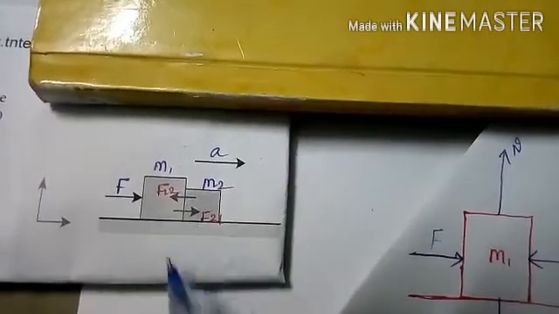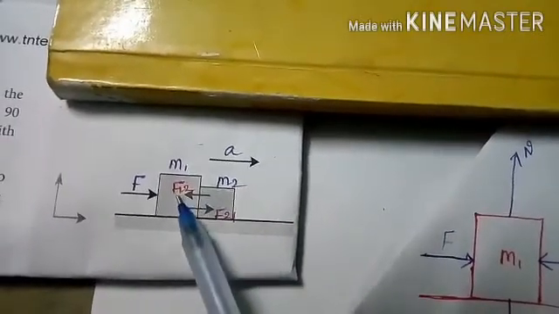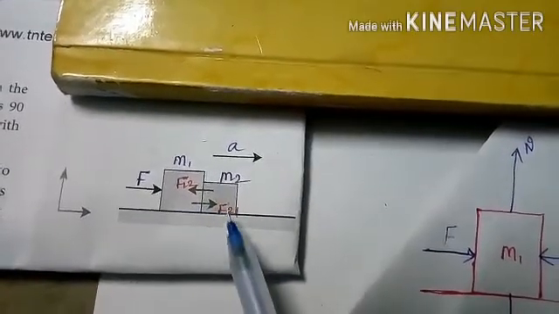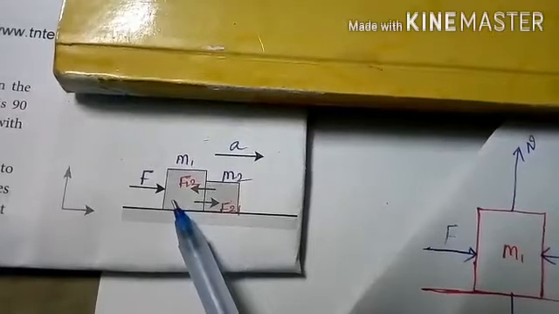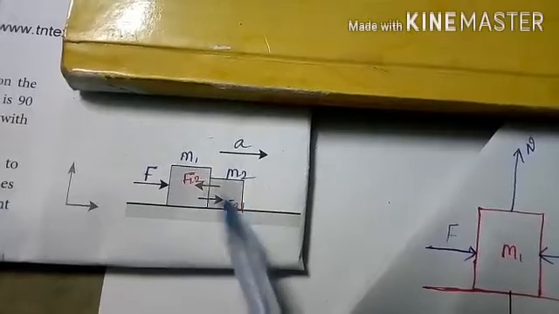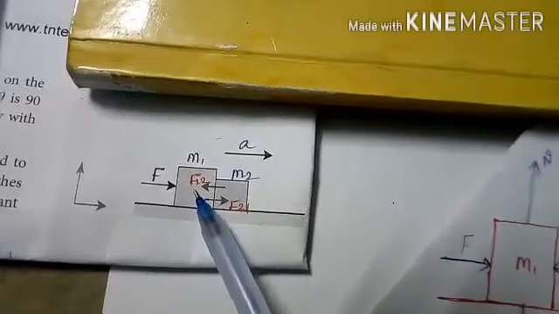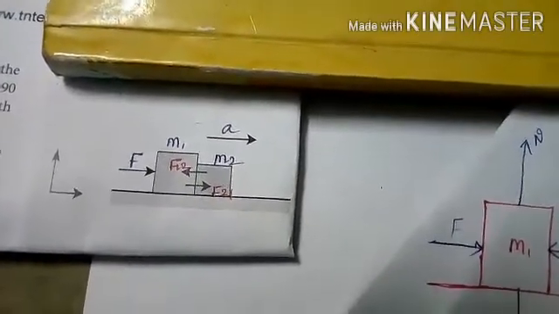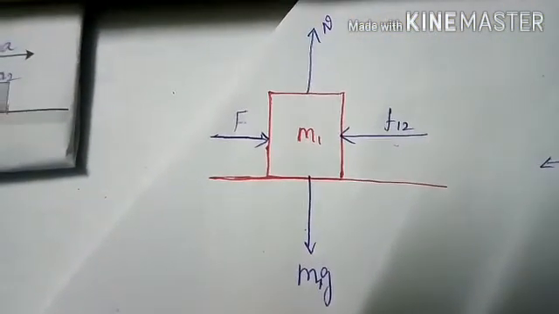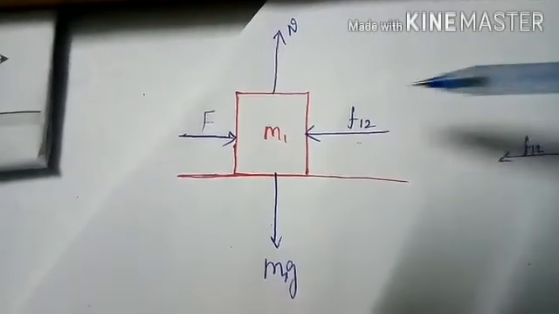Next you will find F12 and F21, that is, the force m1 exerts on body m2, which is F12, and the force m2 exerts on body m1, which is F21. So you find these forces. First let's draw the free body diagram for mass m1. Before you draw the free body diagram, you should follow 3 steps. Step number 1, identify the forces acting on the object. So here this is object m1.